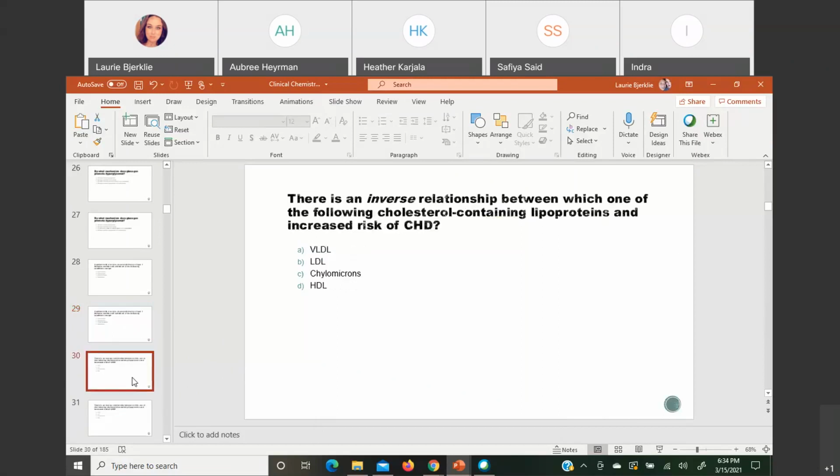Okay. There is an inverse relationship between which one of the following cholesterol lipoproteins and an increased risk of coronary heart disease?